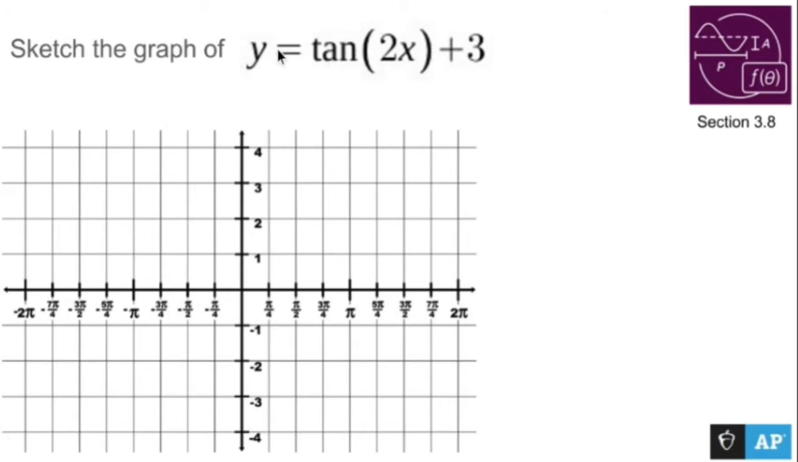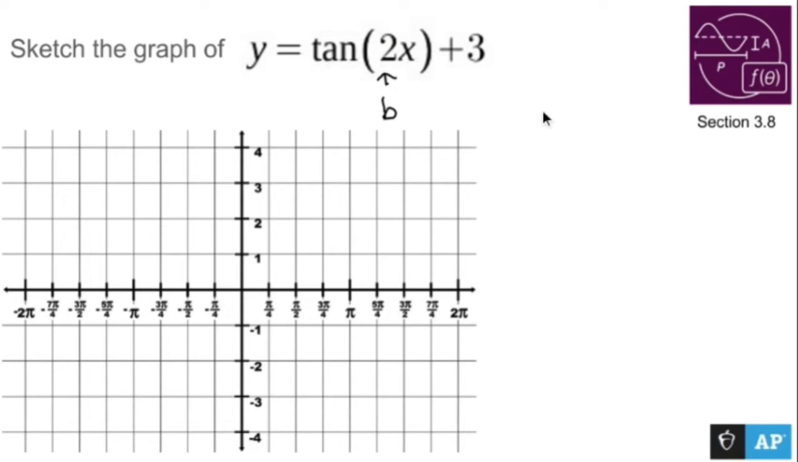Sketch the graph of y equals tan 2x plus 3. All right. First things first, I'm looking at two things. I'm looking at amplitude, which does not change. Amplitude kind of determines a stretch or a shrink or decompression. Not worried about that. Thing number two is I have a frequency of 2.